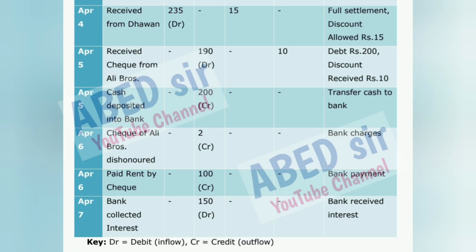6th April check of Ali Bros dishonored 2 Cr, bank charges. 6th April paid rent by check 100 Cr, bank payment. 7th April bank collected interest 150 Dr, bank received interest. Key: Dr is debit, inflow; Cr is credit, outflow.